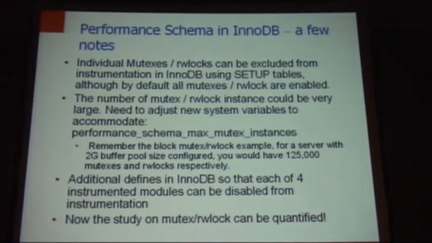So these are a few notes. If you're going to work on the InnoDB code, you can actually exclude a certain mutex from the instrumentation. And again, the notes where you just talk about the mutex instance could be very large. It can exceed a few thousand K. And we certainly want to note that. And each module of InnoDB for those instrumentations can be turned off by changing a define.